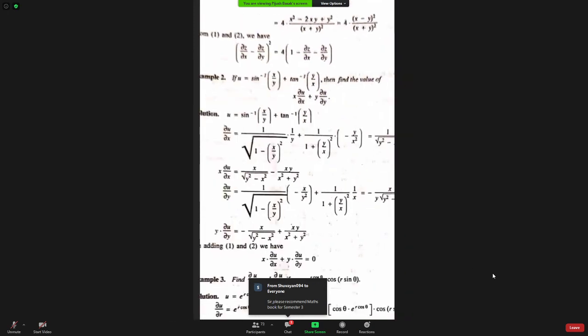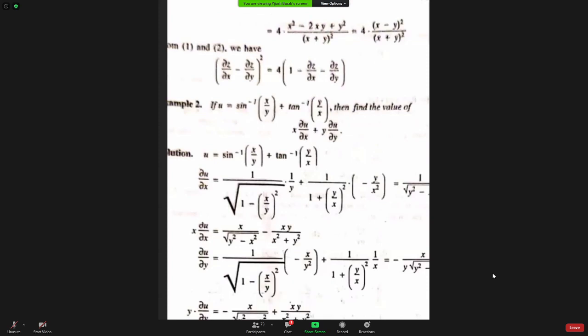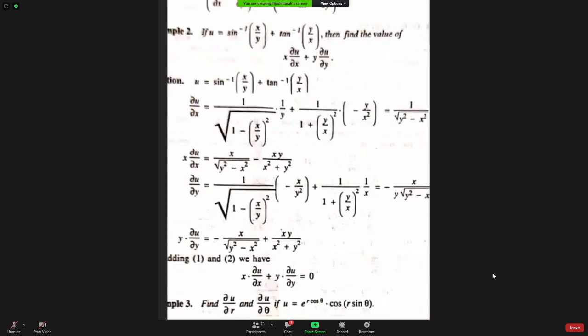And del u del y. Del u del y will be found out. This is calculation; I will not show you. You take an exercise book and deduce it. But how has someone come to this now? So how can I continue? After adding these two, you will get the corresponding result.